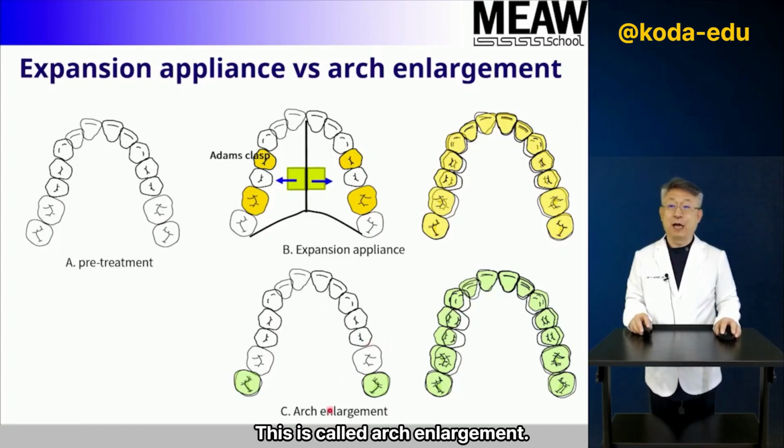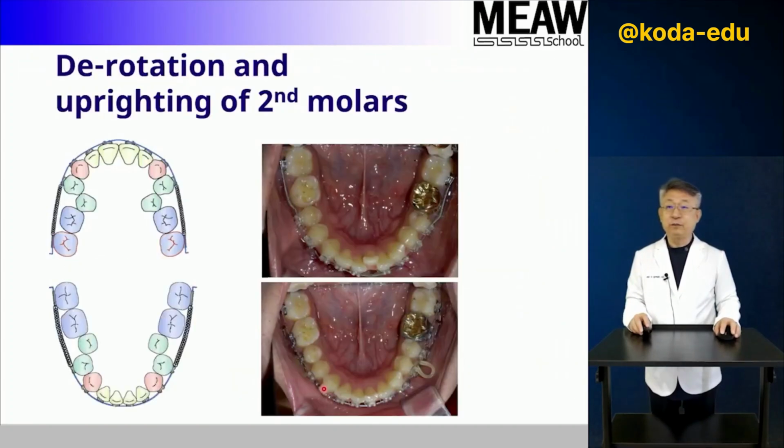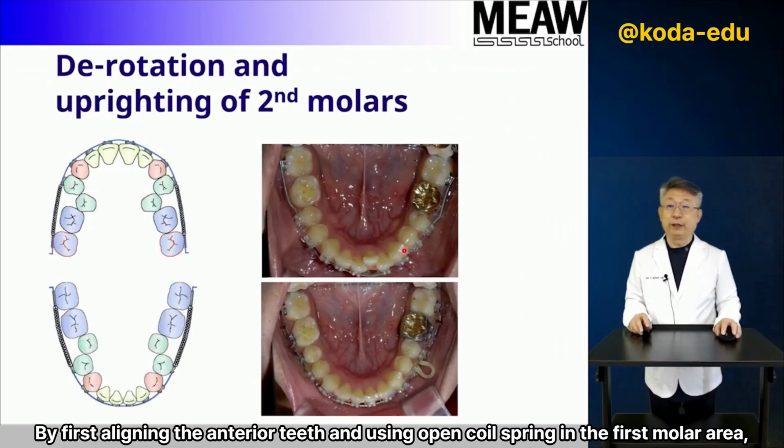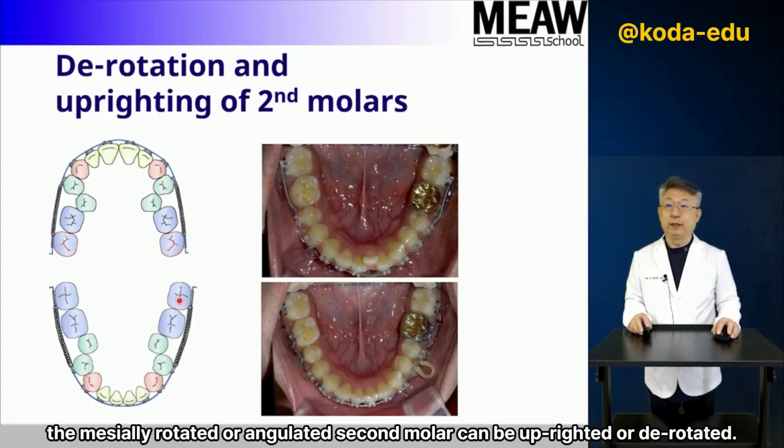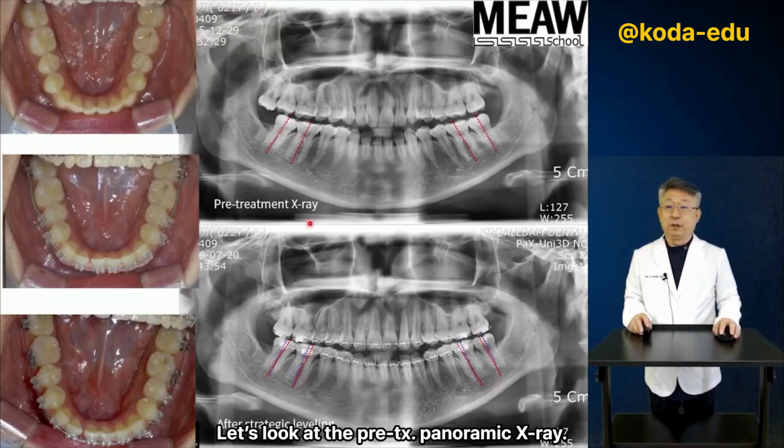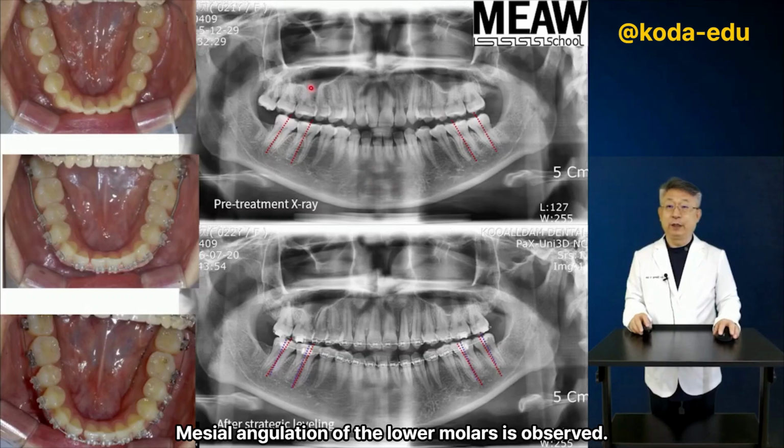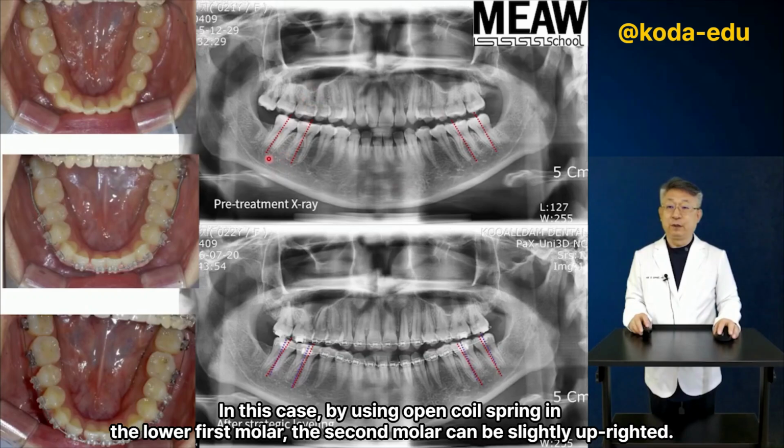This is called arch enlargement. By first aligning the anterior teeth and using open coil spring in the first molar area, the mesially rotated or angulated second molar can be uprighted or derotated. Let's look at the panoramic X-ray. Mesial angulation of the lower molars is observed. In this case, by using open coil spring in the lower first molar, the second molar can be slightly uprighted.